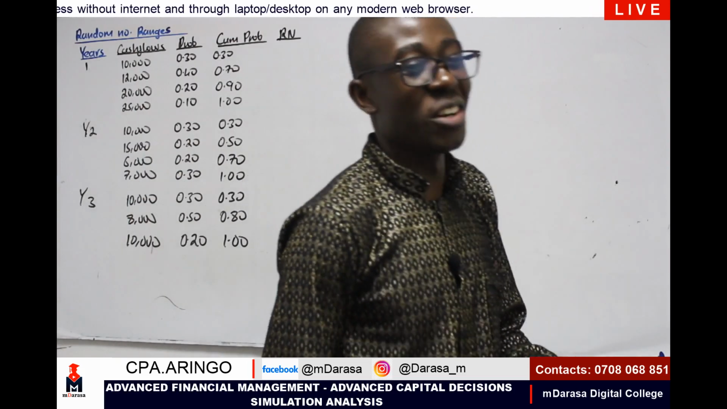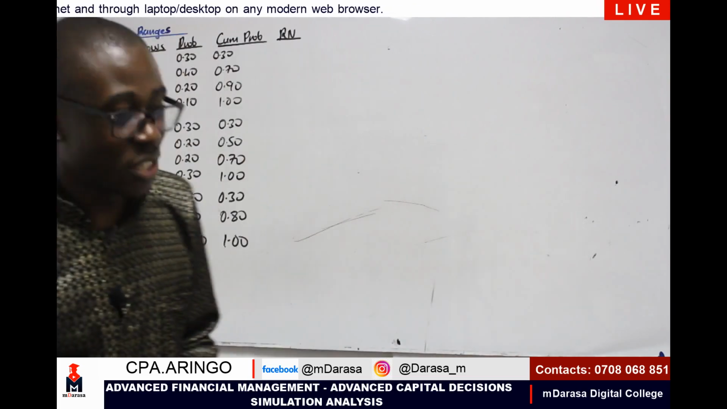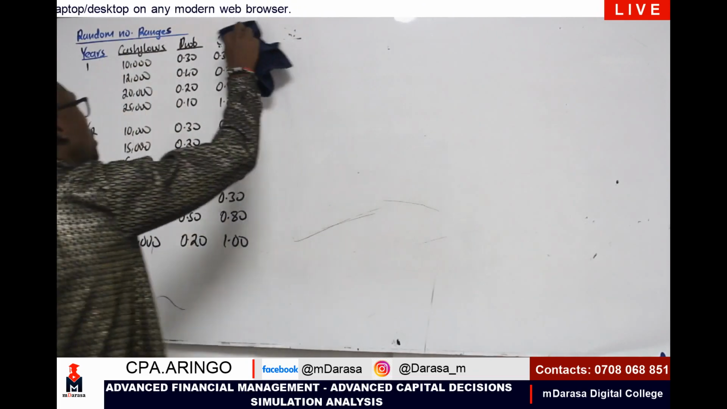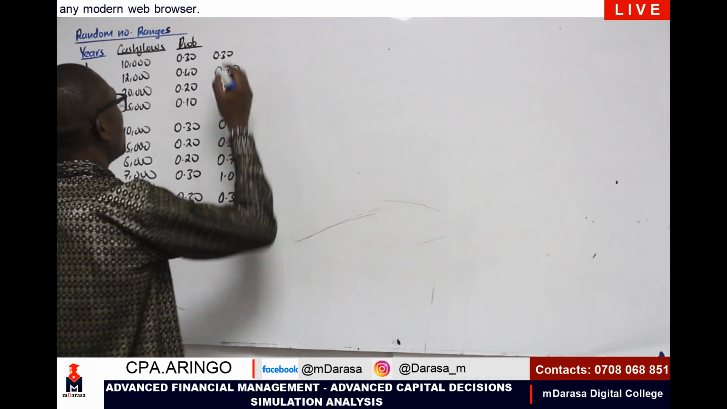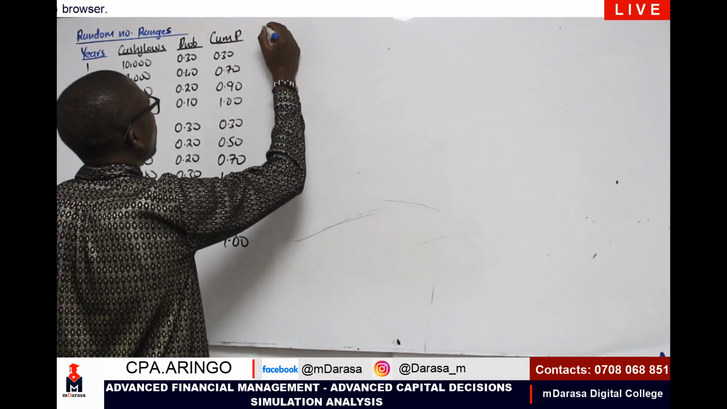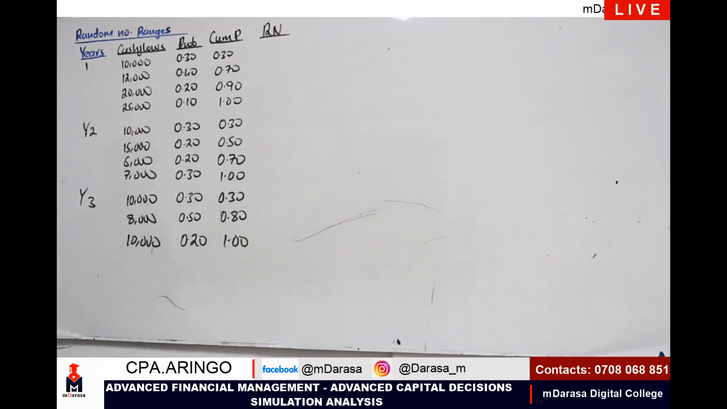Kindly, if you are on the same page, raise up your hand. This is cumulative probabilities, of course. Now, these will be our random number ranges.